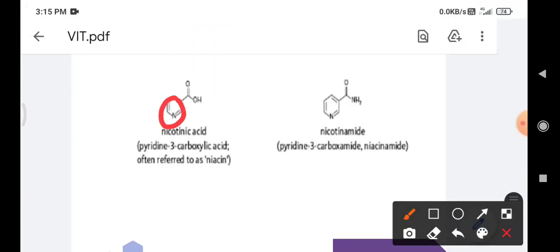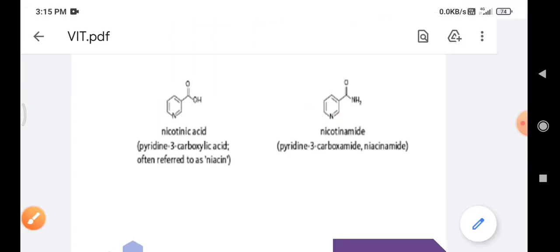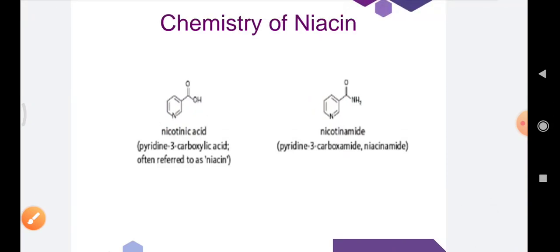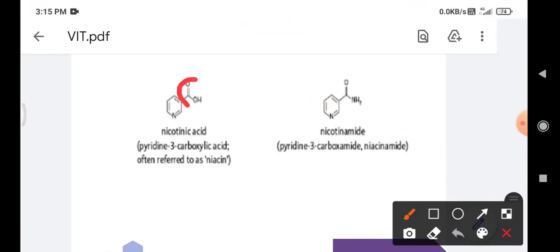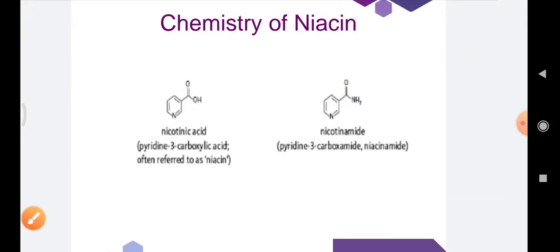This is the pyridine ring which is present in the structure of the vitamin. In nicotinic acid, this pyridine ring is bound to the carboxyl group, and in nicotinamide this is bound to the carboxamide group. This is the carboxamide group. Both of these are highly stable to heat and stable to alkali and acid.